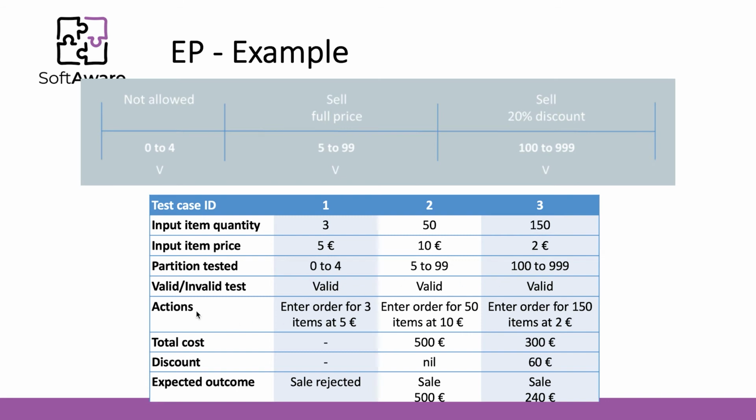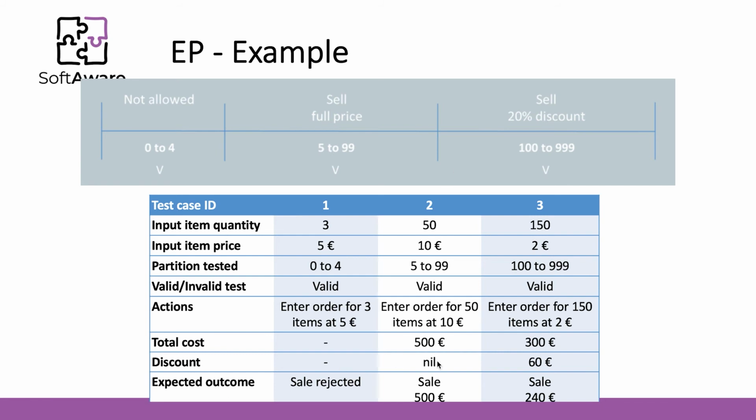Then we have the actions, the steps, which describe the interaction of the user with the system. You enter an order for 3 and items cost 5 euros. You enter an order for 50 and items are at 10 euros. And lastly, enter an order for 150 and items at 2 euros. This implies that for the first case, the expected outcome is that the sale is rejected. Okay, the sale is rejected, and the cost and discount are not computed.